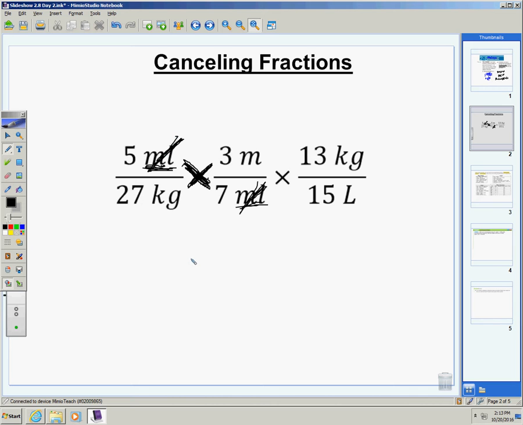And they don't need to be right next to each other. As long as kilograms are in the denominator somewhere and in the numerator somewhere else, you can imagine they're connected by a big diagonal multiplication sign. They can cancel out as well. As long as you have one in the denominator, one in the numerator, they cancel out. So in this problem, if I were to do it, I would be left with meters over liters.